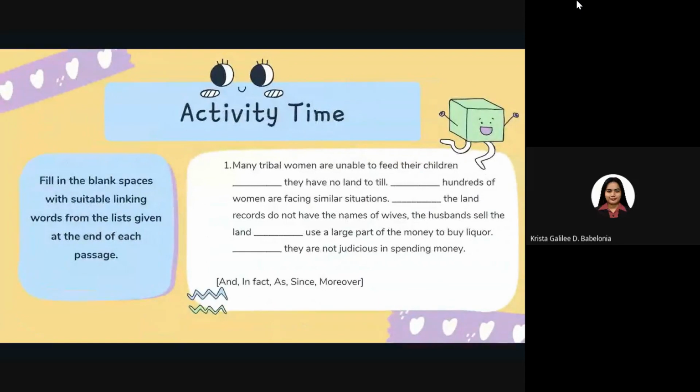So let us have an activity. Fill in the blank spaces with suitable linking words from the lists given at the end of each passage. Now, I'll give you a minute or two. You can put your answers on the chat box.